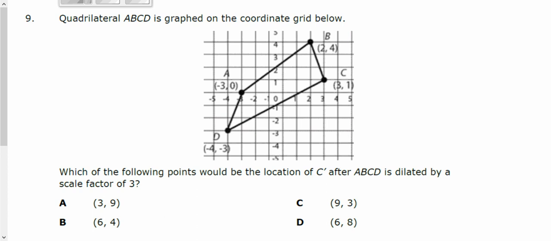Number 9, quadrilateral ABCD is graphed on the coordinate grid below. Which of the following points will be the location of C prime after ABCD is dilated by a scale factor of 3? Okay, so I know I'm going to multiply by a scale factor of 3, and my original point is at 3 and 1. So if I multiply by a scale factor of 3, that means I'm going to take 3 times 1, and then I'm going to do 1.